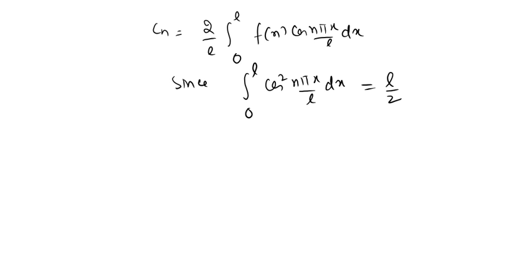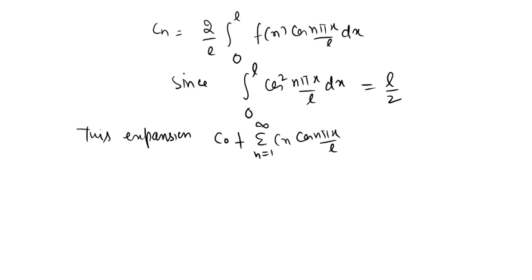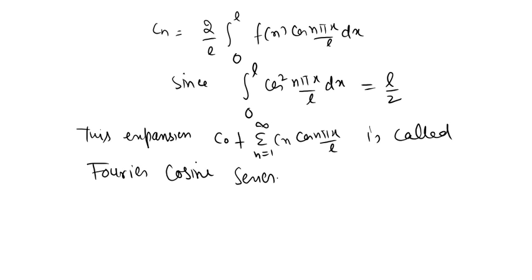So we obtained the eigenfunction expansion in terms of cosine, and this expansion, which expansion? C0 plus the sum n equal to 1 to infinity of Cn cos n pi x by L is called the Fourier cosine series. Okay, so this is called the Fourier cosine series.